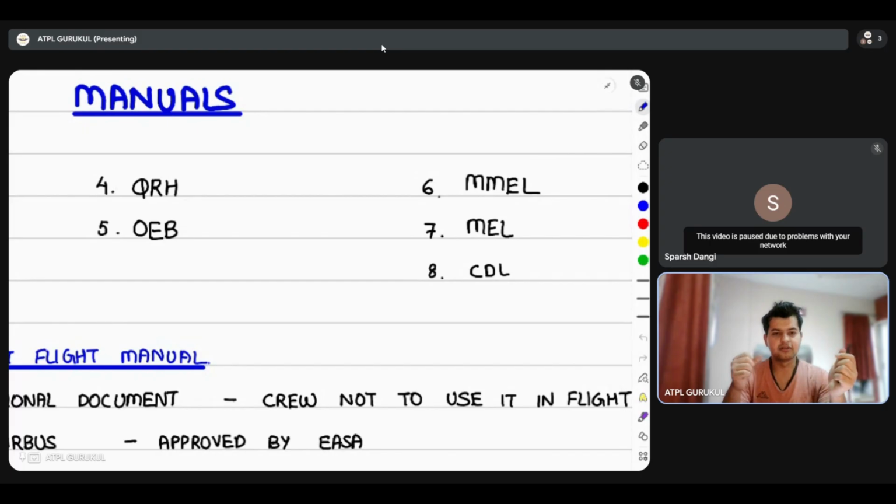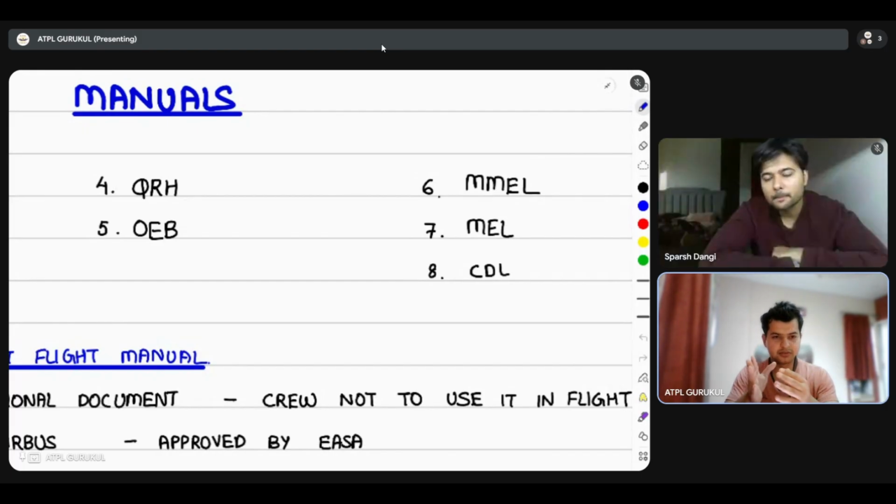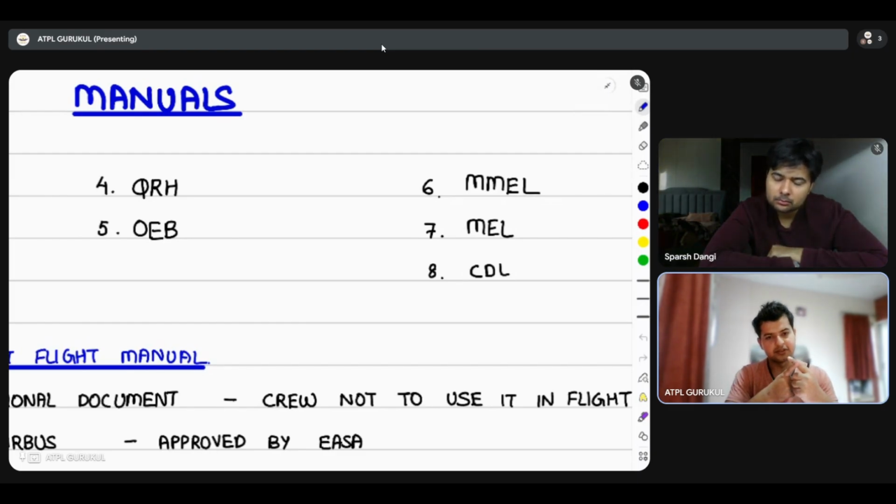Operations engineering bulletin. Okay, so before you do your ECAM, before you do the procedures that are mentioned in the ECAM, you're supposed to check: are there any OEBs for this particular ECAM? Are there any memory items? That is what OEBs are for. Clear?